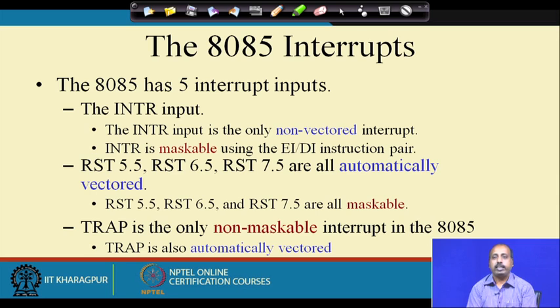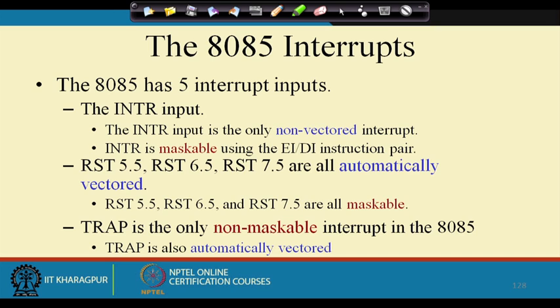If you are designing a system with 8085 as the underlying processor, and you are going to connect a number of devices to the system, then they can be connected to the INTR or to these RST lines, and the most important of all these interrupts should be connected to the trap line.